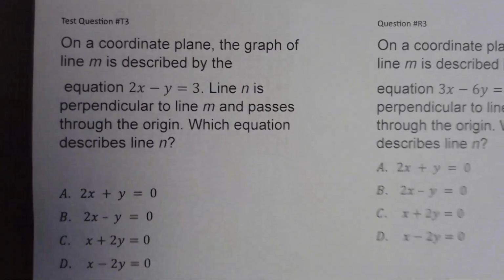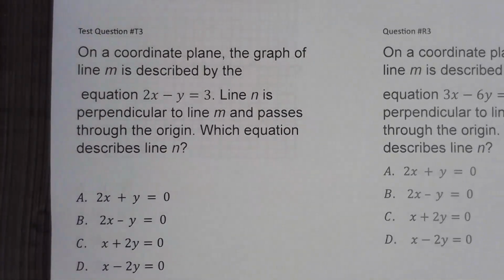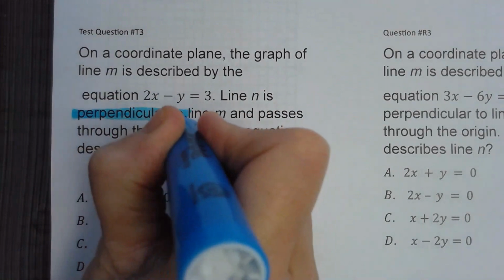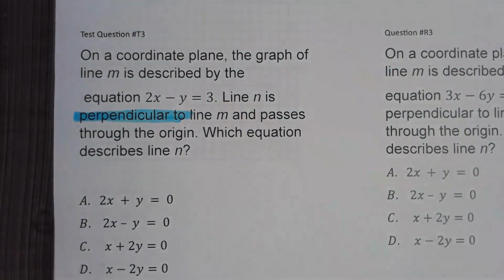All right. Question number 3. On a coordinate plane, the graph of line M is described by the equation 2x minus y equals 3. Line N is perpendicular to line M. Perpendicular. We need to highlight that. That's important. And passes through the origin. Which equation describes line N?